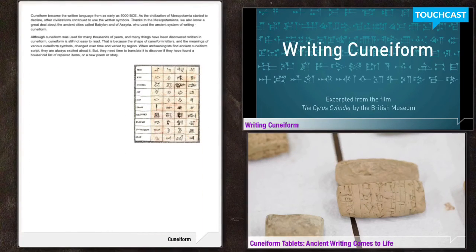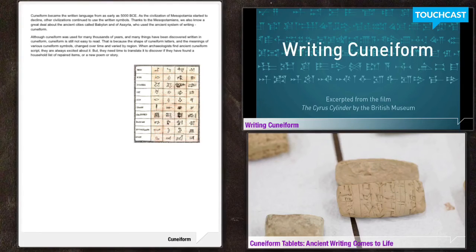Now, cuneiform became the written language from as early as 5000 BC. As the civilization of Mesopotamia started to decline, unfortunately for them, other civilizations continued to use their written symbols, their cuneiform, their triangles and lines. And thanks to the Mesopotamians, we also know a great deal about ancient cities called Babylon and Assyria, because they used the system of writing.